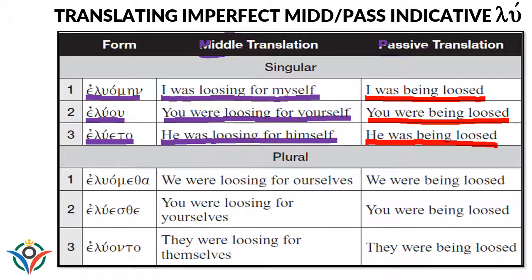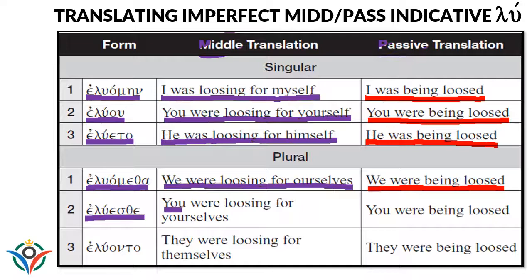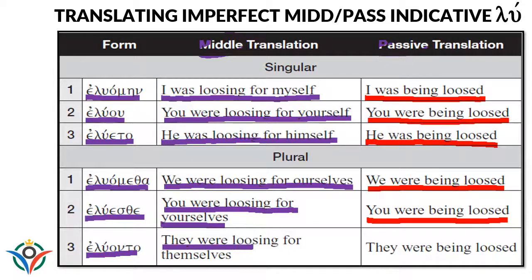The plural forms, the first person plural, with the middle voice, we translate it as we were loosing for ourselves, and the passive voice, we were being loosed. Second person plural, we translate the middle voice with you were loosing for yourselves, and the passive voice, you were being loosed. And then the third person plural, the middle voice, they were loosing for themselves, and with the passive voice, they were being loosed.